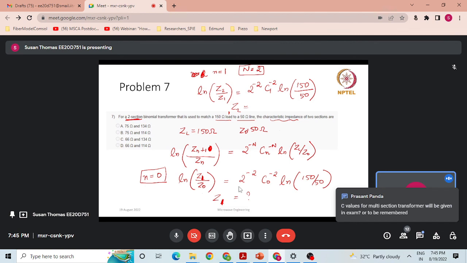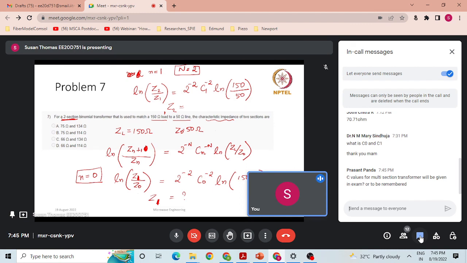Prashant Panda is asking about the C values. That means the coefficients, the C coefficients. Yes, they will be given to you in the exam. You need not remember that.